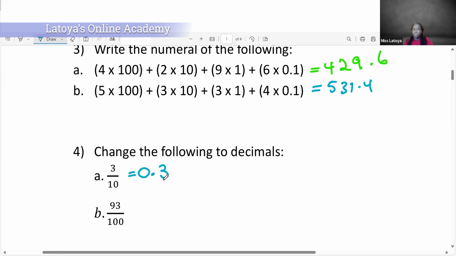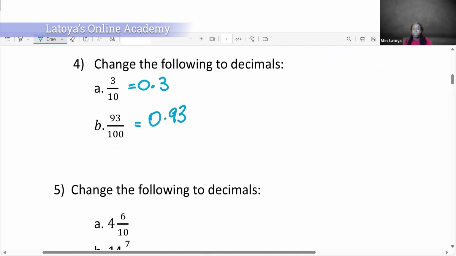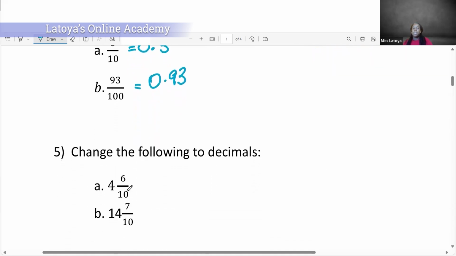So it's 0.3. I have 93 over 100. I have 93 hundredths. How do I write 93 hundredths? 0.93. I have no whole number, so I write 0 as a placeholder. Here I have 4 and 6 tenths. I have 4 wholes, so the whole number is before the decimal point. 6 tenths, the 6 has to be in the tenths place, 4.6.